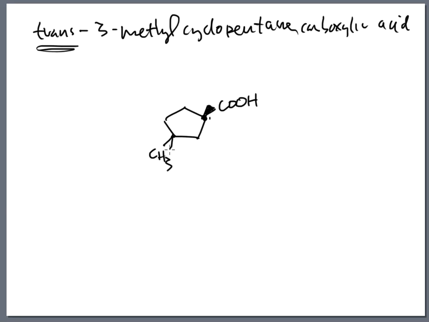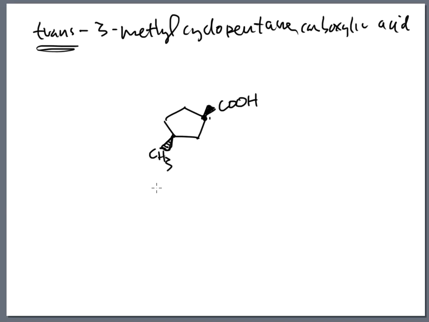And then the other bond, you're going to make a wedge, but you don't color this one in, because that would mean it's the same side. This one gets a different notation, and that is a dash. So there is the solid and dashed wedge notation of the trans molecule. Trans 3-methyl cyclopentane carboxylic acid. There's your structure right there, folks.